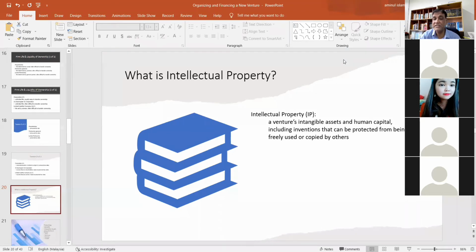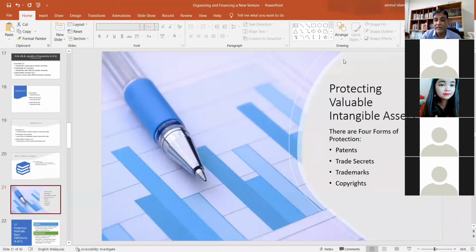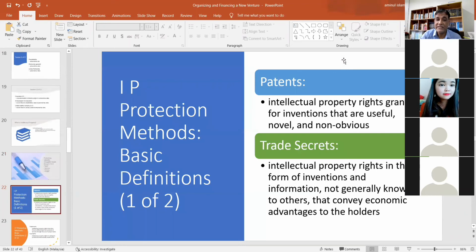Once you have an idea, then you have to protect it in the form of intellectual property, and it has various forms. Okay, so it could be in terms of patents, it could be trade secrets, it could be trademarks, it could be copyrights. So you have 4 different kinds of intellectual property that help you to protect your business ideas. Okay, so patenting is basically intellectual property rights granted for inventions that are useful, novel, and non-obvious.